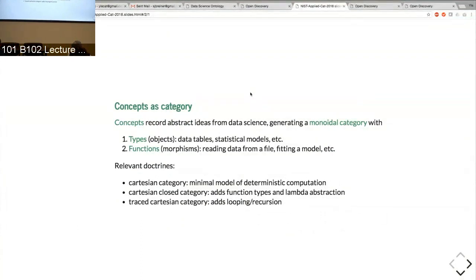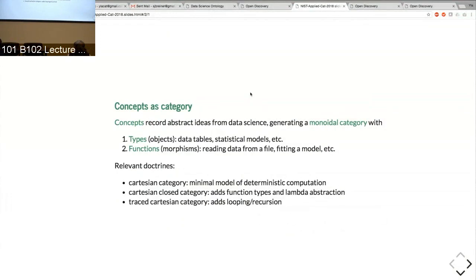At this stage of the project, we're working with only Cartesian categories. So we're looking at basically the most minimal model you could imagine of deterministic computation. But one of the benefits of the category theoretic perspective is that it's very easy to add additional kinds of structure to model other things in the area. So in the future, we want to capture more important kinds of programming constructs using more sophisticated structure.